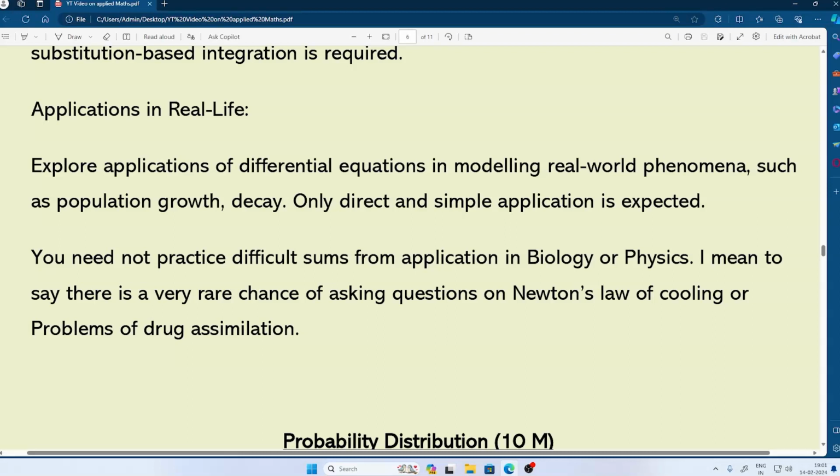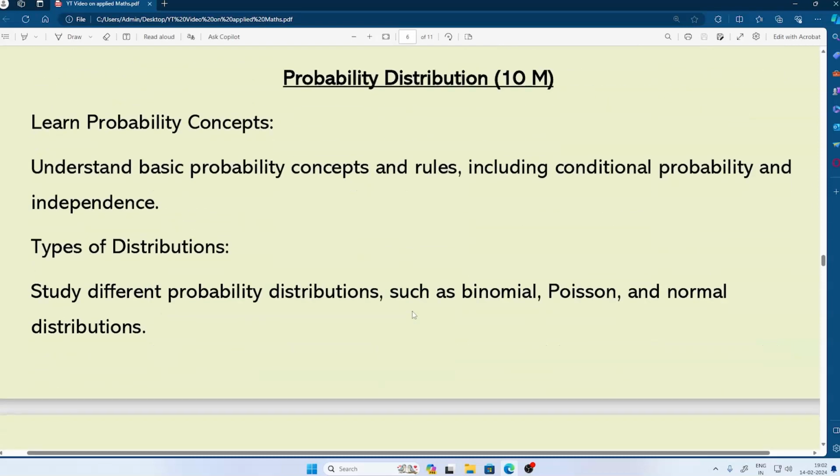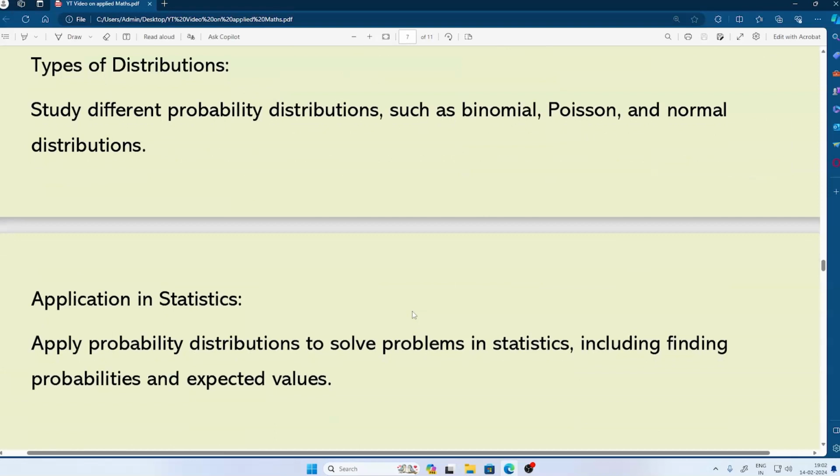Okay. Then probability distribution carries 10 marks and it is a very easy topic because you have been doing probability since class 11. Most of you remember the concepts of conditional probability, independence, all these things. Just remember what probability distribution is: what is a random variable, you learn it first. Then the application of mean and variance in binomial distribution, Poisson distribution and normal distribution.